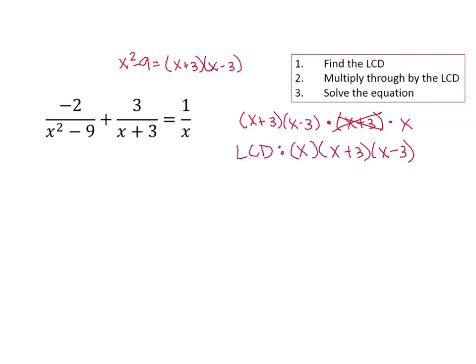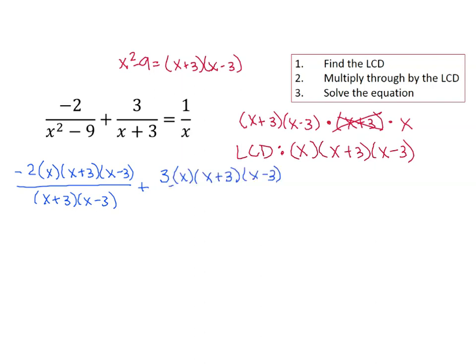So now I'm going to multiply through by my LCD. So I have negative 2 times x, x plus 3, x minus 3 over x plus 3, x minus 3, plus 3, times my LCD, equals 1 times my LCD, and now I go through and cancel as much as I can.